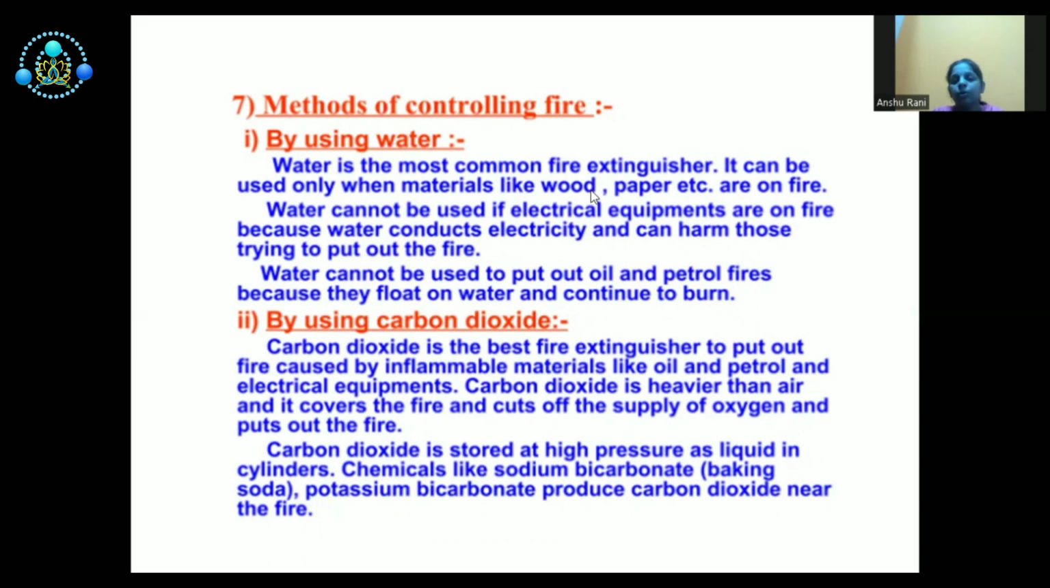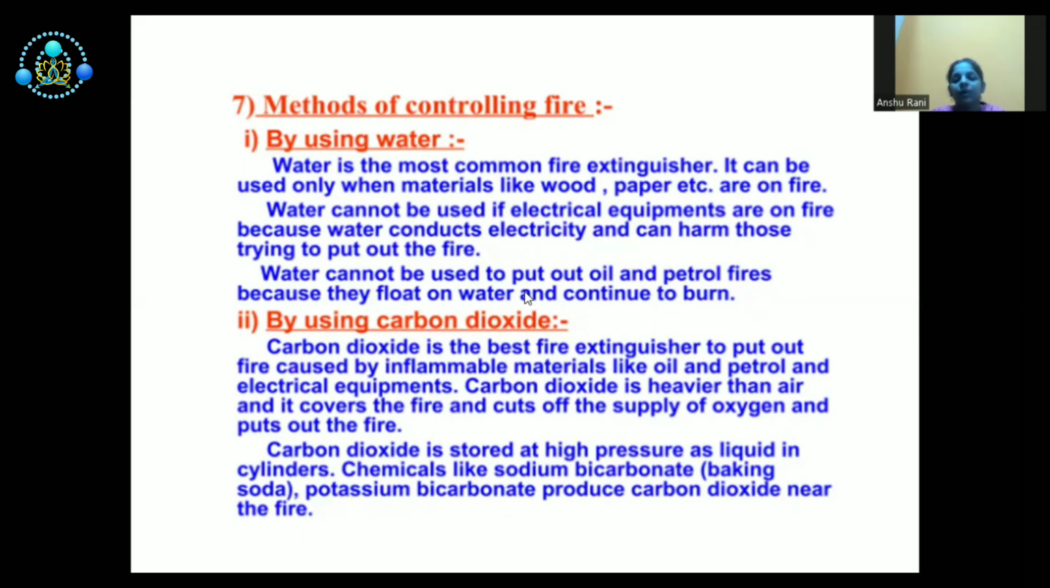Then you can't use water, because if you use water in case of a fire of petrol or diesel, it will come on the upper surface and it will burn more. The fire will increase. In case of electrical equipment, if you use water, you can get a shock. So in case of wood or paper, if there is fire in any dry thing, then you can put water on it. Water will reduce its temperature and it will stop burning.